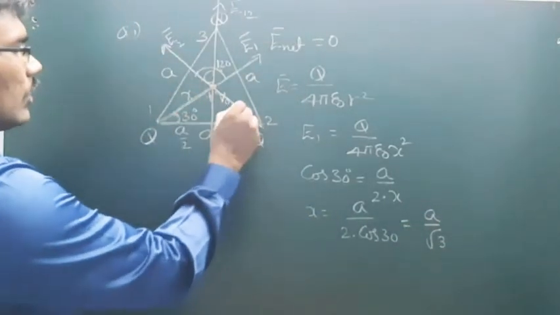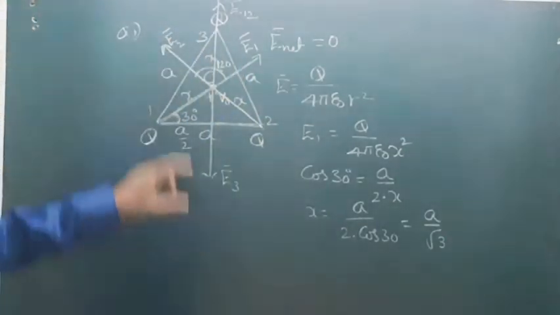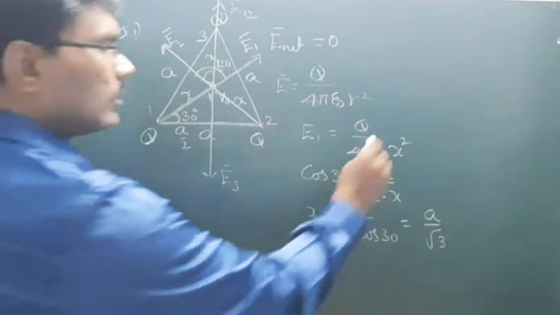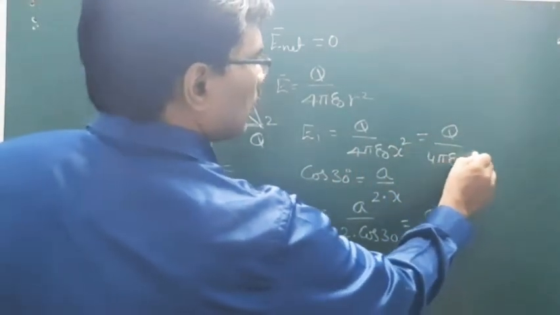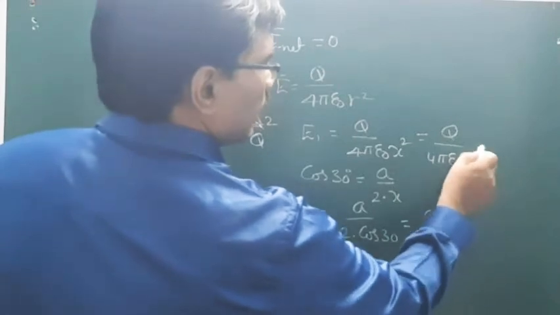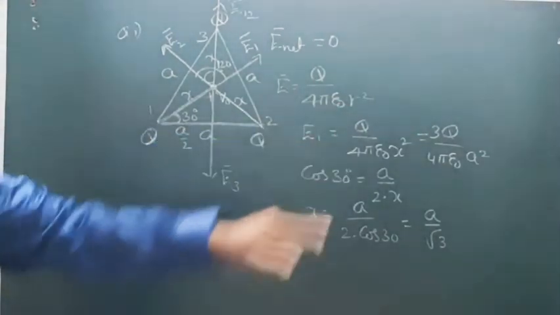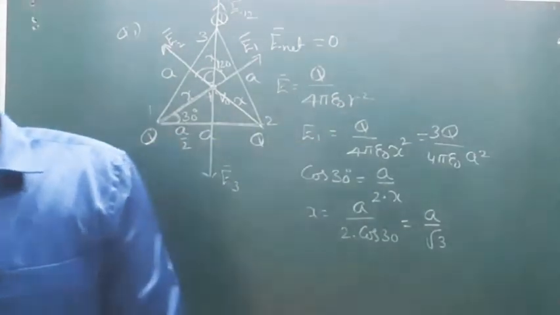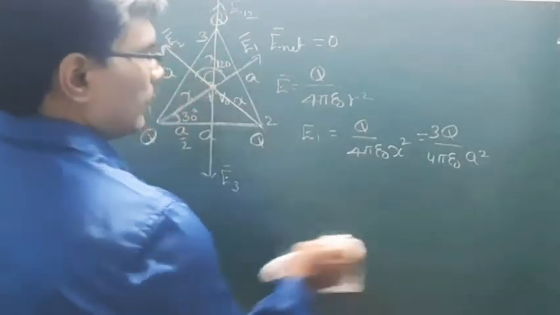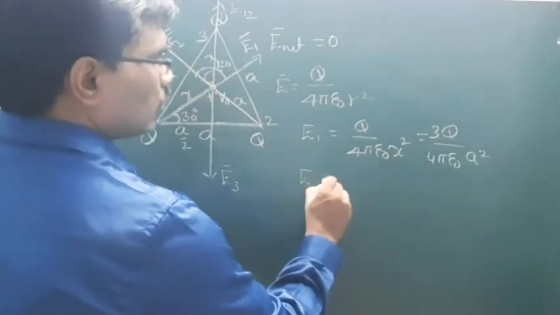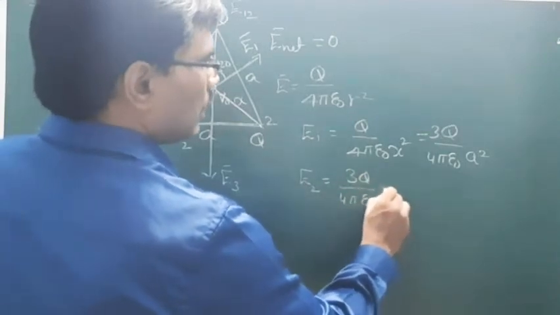So x value, this is x, this is also x, and this is also x. Therefore the field value equals q upon 4 pi epsilon naught a square, and root 3 square means 3 here. So E1 is 3q by 4 pi epsilon naught a square. Similarly E2 and E3 will also be the same. So E2 is also equal to the same, 3q upon 4 pi epsilon naught a square.